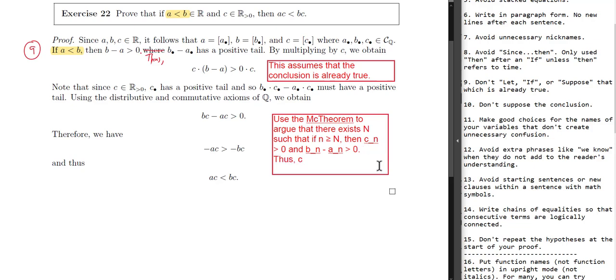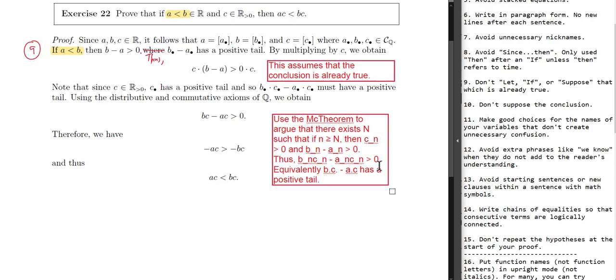Thus, Bn Cn minus An Cn is positive. Or equivalently, we would then have what you're trying to write up above, right? So B dot C dot minus A dot C dot has a positive tail. Okay, so those are the extra details that we need here.